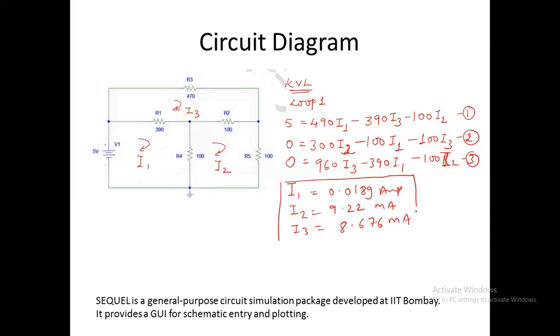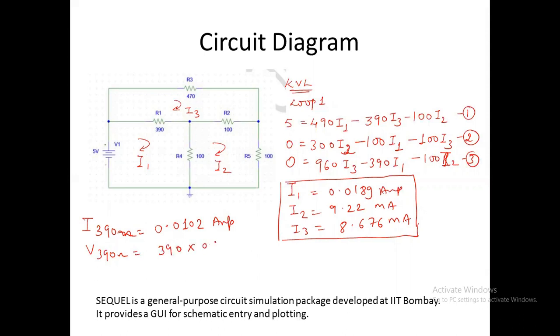Now we will find out the current flowing through the 390 ohm. Here you have the 390 ohm with your I1 as well as I3 flowing through it. So if you subtract I1 minus I3, you will get the value as 0.0102 amperes. Convert this milliamperes into amperes. And the voltage across the 390 ohm will be 390 multiplied by the current flowing, that is 0.0102. So you will get 3.987 volts.